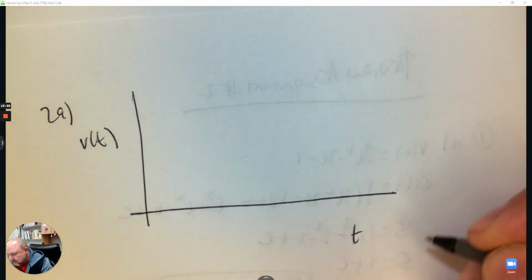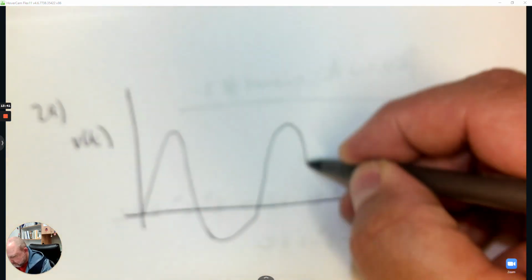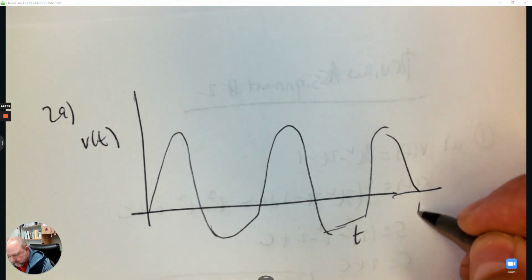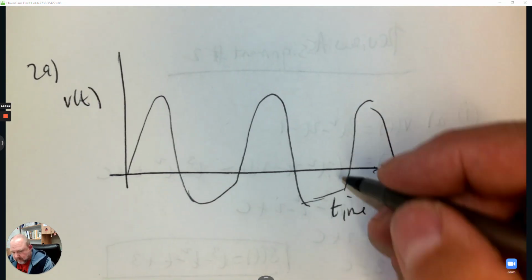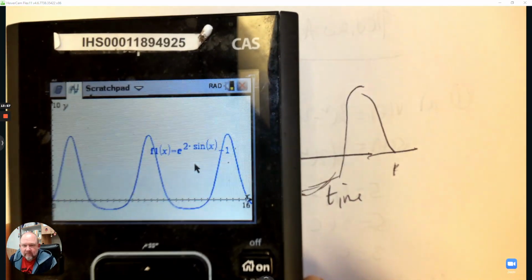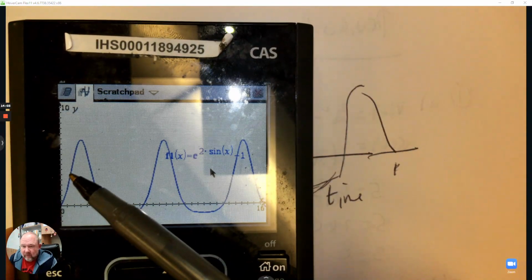So if I sketch this one, this is number 2A. That's kind of how the sketch would look. You probably could draw it nicer. So again, you're just redrawing this right here from 0 to 16. And so you can see when the velocity is above, it's going to the right, and when the velocity is below, it's going to the left.